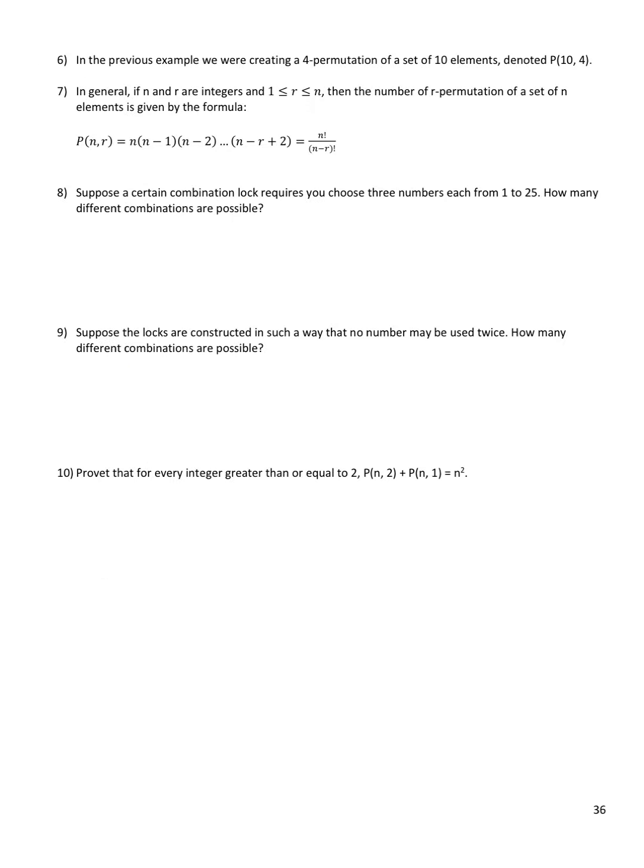In the previous example, we were creating a 4-permutation of a set of 10 elements. That's just the language we use to describe that. A 4-permutation of a set of 10 elements. So how many different ways can we create an ordered set of 4 out of a set of 10? And we denote it P(10, 4). Permutations, 10 elements, choose 4 of them.